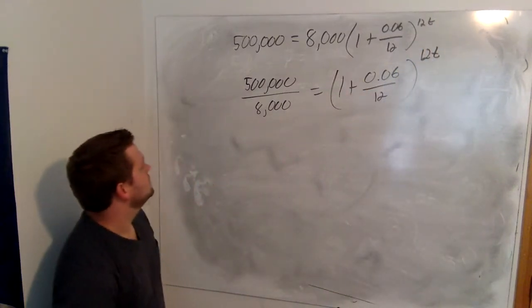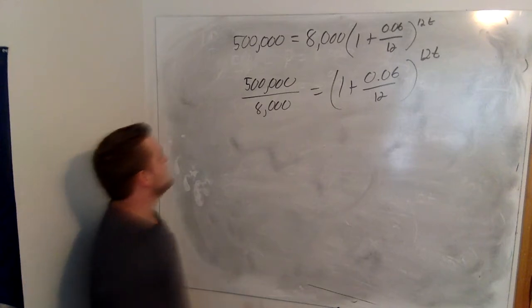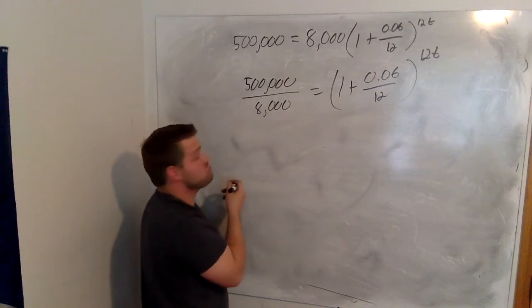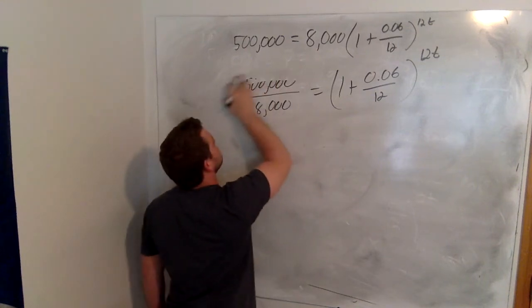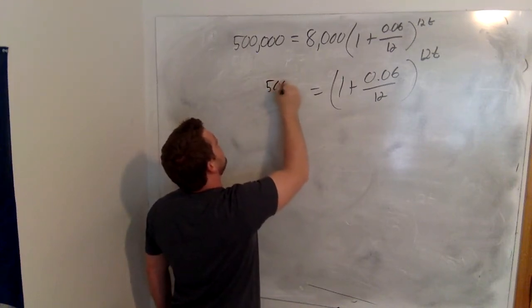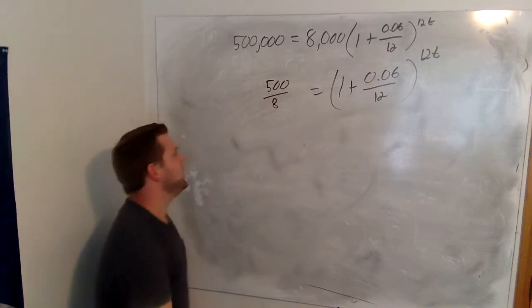Okay. Let's see, what can we do on the left-hand side here? I can get rid of a bunch of zeros. We can get rid of 3 zeros. So it's the same as 500 over 8. So 500 over 8.